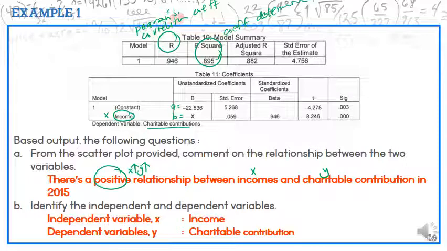So dalam soalan B juga dia minta you identify what is your independent and dependent variable. So most of the time dalam soalan dia ada bagi tahu. But if not, you need to think logically which one depends on which one. Okay, so here charitable contribution depends on your income. The higher your income, the more you will contribute.